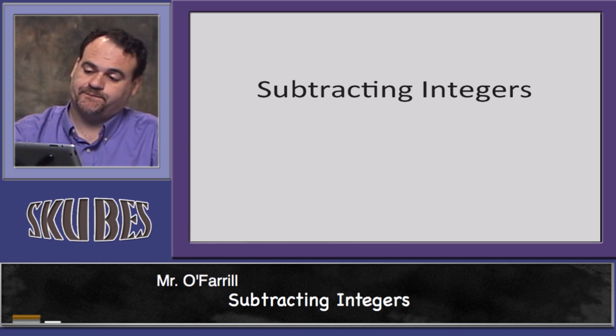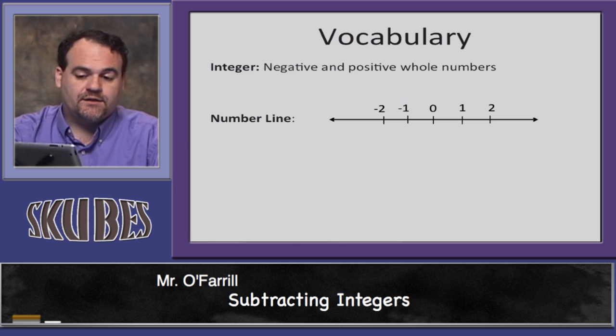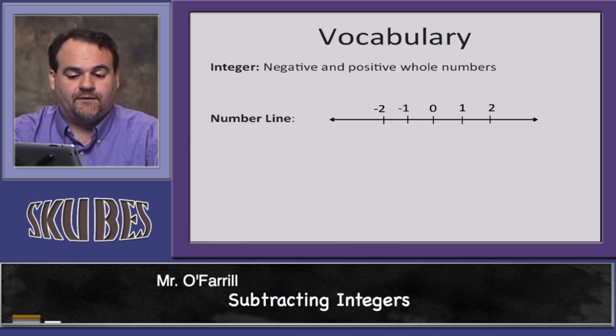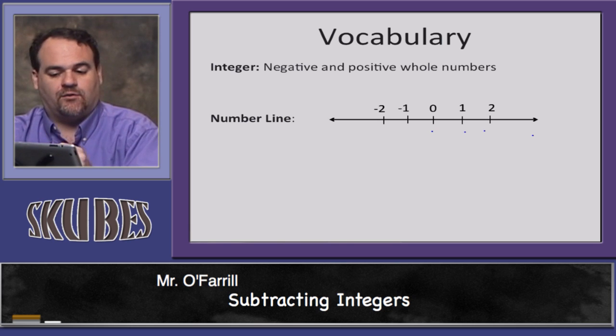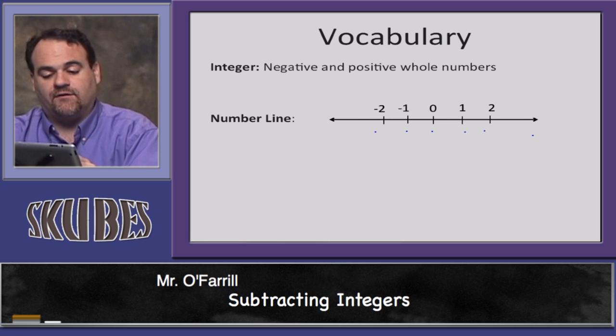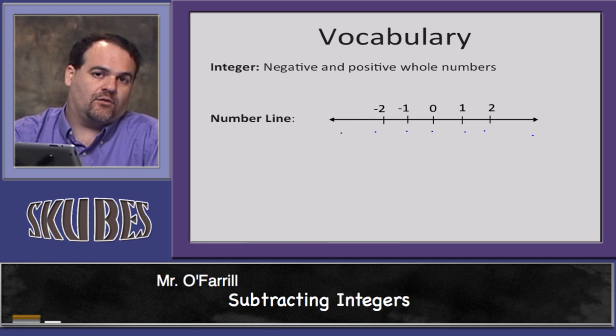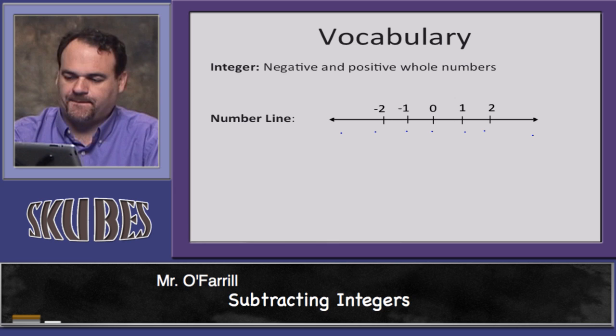Subtracting integers. Remember, an integer is a negative or positive whole number. On a number line, that's 0, 1, 2, 3, and so on, and the opposite, which goes the opposite direction, -1, -2, and -3, and so on. We're going to use a lot of number lines to really get this concept down before we leave the number line.